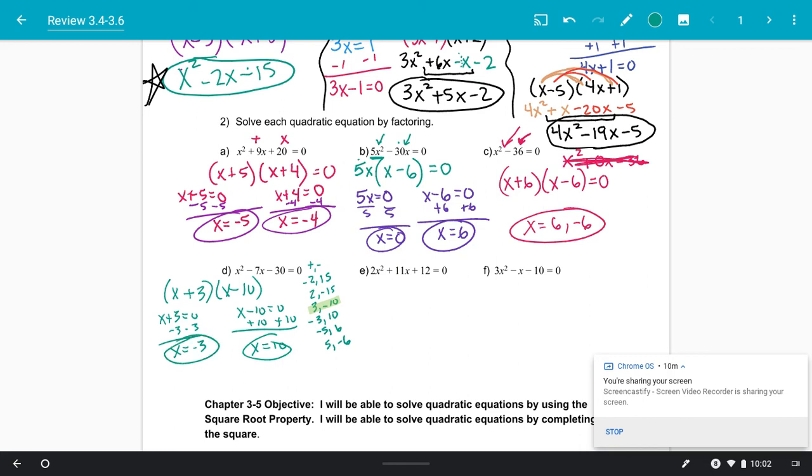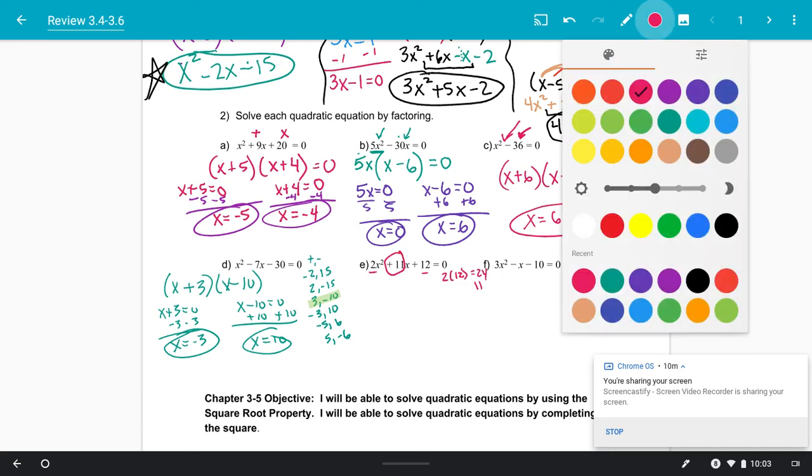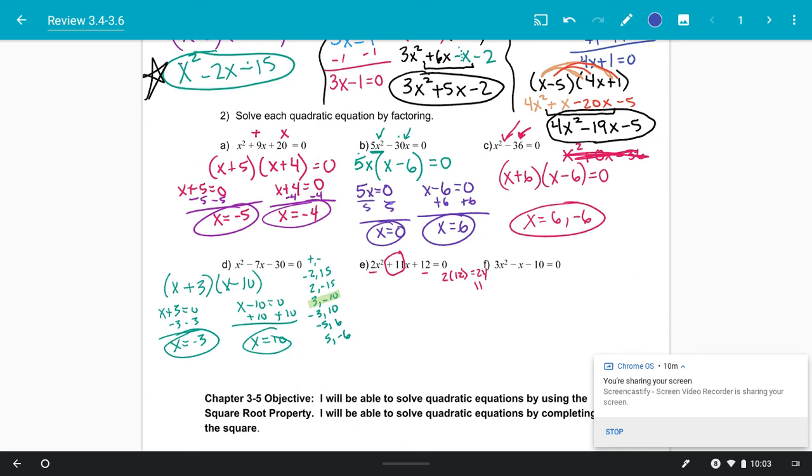All right. This one, factor by grouping is kind of what we would do with these. Because again, this one has 3 terms. This one only had 2. This one unfortunately has 3, and this coefficient is not 1. So what we're going to do is take the 2 and 12, which is 24. And then we're going to look at 11 from this guy right here. We're looking for 2 numbers that multiply to 24 and add to 11. That would be 8 and 3.